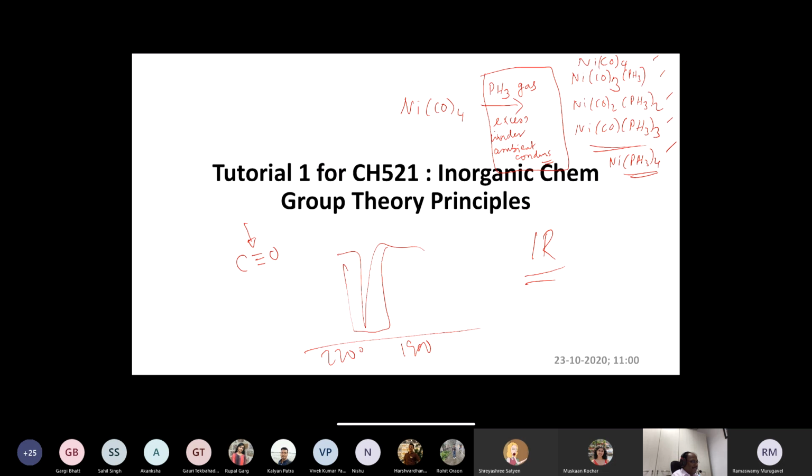How do you see whether the bands are strong or weak, broad or sharp, and relate this to the structure of the molecule itself? That is what I really want to do. I think I will do this in the classroom, not in the regular class on Monday.